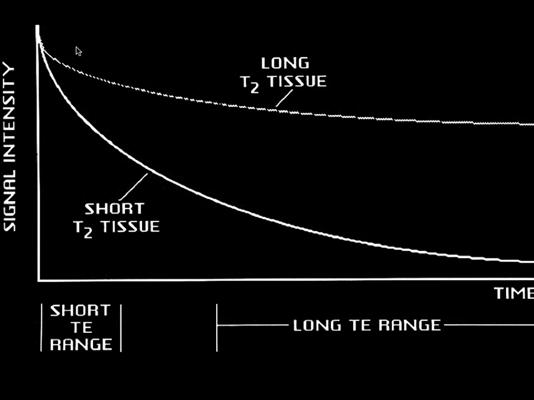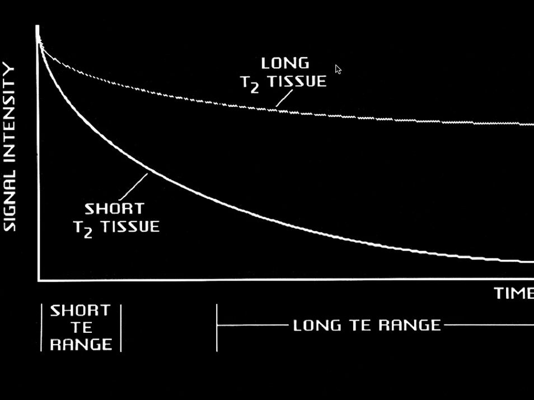So what does this look like if we have a graph? This is right after the 90-degree pulse, and we'd have the signal being maximum because all the nuclei are forced to be in phase right after the 90-degree pulse. But after the 90-degree pulse, they rapidly start getting out of phase. If you have tissues with a short T2, they get out of phase very rapidly. Tissues with a longer T2 get out of phase much more slowly.